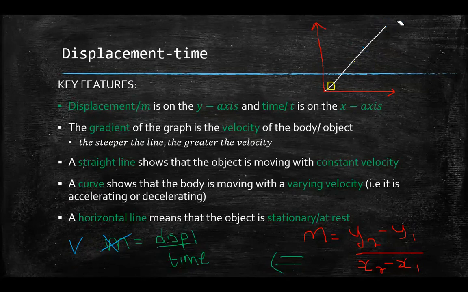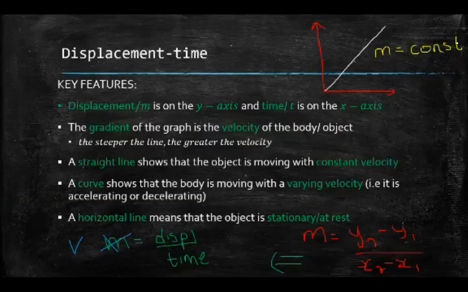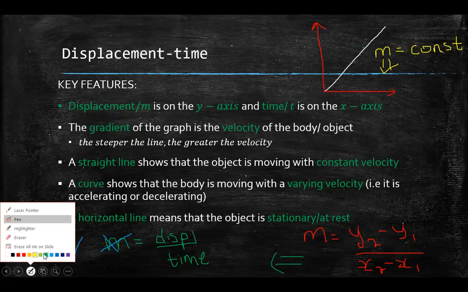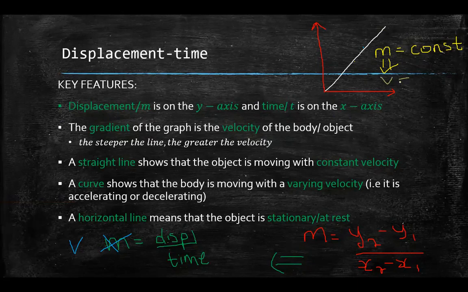So I could use a point here and a point all the way up here, a point here and a point in the middle here. I would get the same gradient because the gradient of a straight line is constant, it's the same. So if I say m, which is gradient, is constant for a straight line, we just said that the gradient for this particular graph, displacement time graph, is velocity. So gradient is velocity. And because we said the gradient has to be constant, the velocity, which is my gradient, is constant.